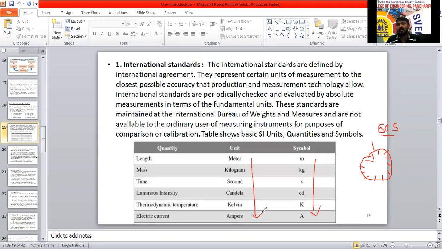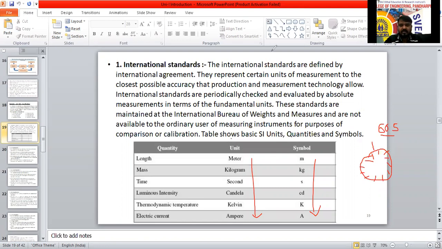Can we say this mobile is 1 kg and prove it? Can you prove it? No. We have the standard international weights. Once we keep the mobile over there, it will give the exact weight of this mobile or any instrument. That is called international standards. These are the international standards.